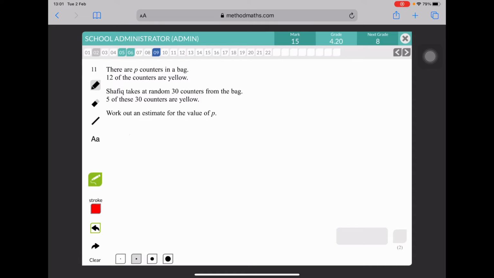Now, if you compare these sentences, they look very similar, right? There are P counters in a bag. Shafiq takes 30 counters. 12 of the counters are yellow. 5 of the counters are yellow. So there are some similarities between these two. And the fact that it asks for an estimate, that's another clue that, well, it seems that this is a sample.